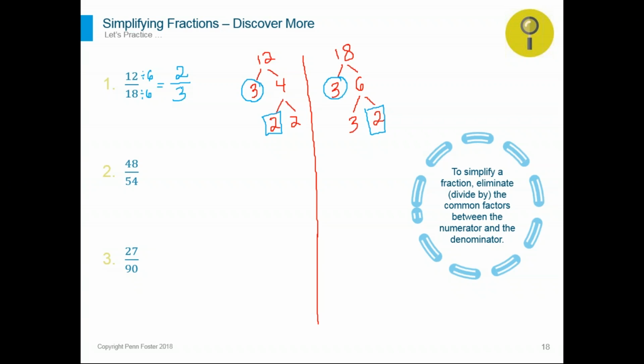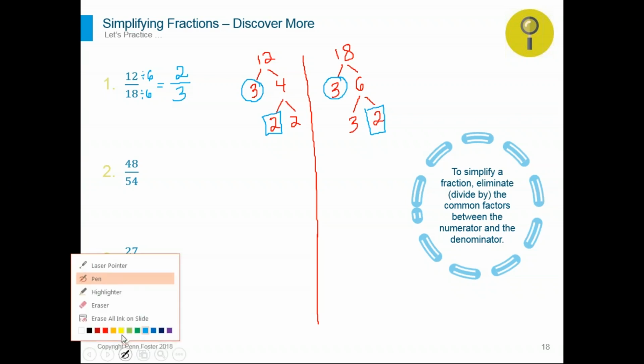So that is the extended way of doing so. You're able to do the tree method. I would recommend it if you're still not good at simplifying fractions. By practice, though, you're able to do the second method I'm going to show you now.